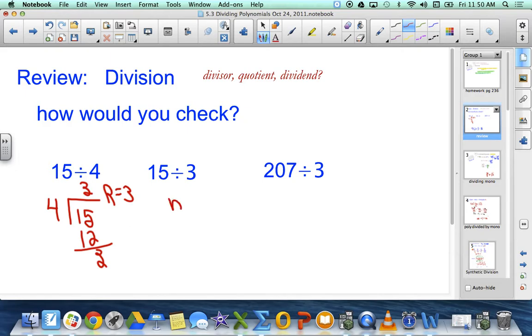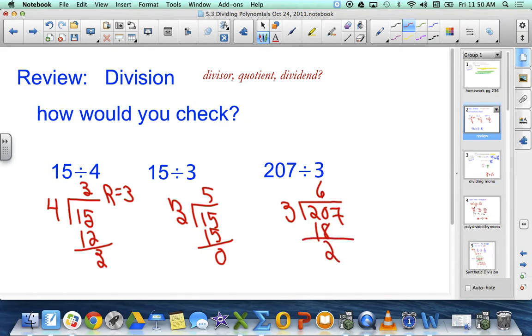So, if we divide 3 into 15, we get 5 with a remainder of 0. So, we know that 3 is a factor of 15 because the remainder is 0. When we divide 3 into 207, we can't divide 3 into 2, so we have to move over and divide 3 into 20 to get 18, and then 3 into 27 to get 9. We know that 3 is a factor because the remainder is 0.